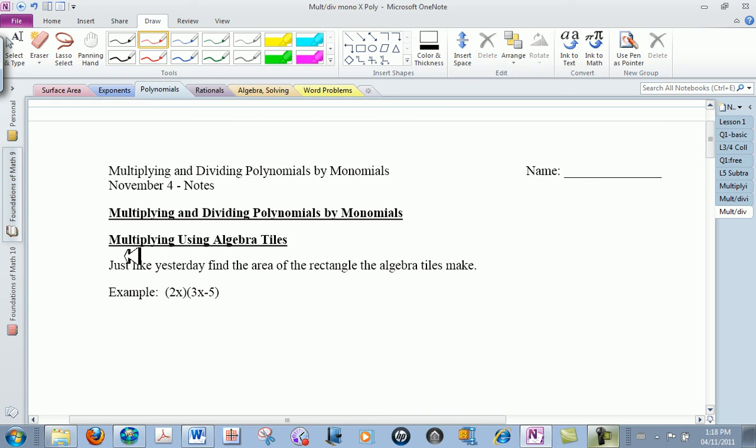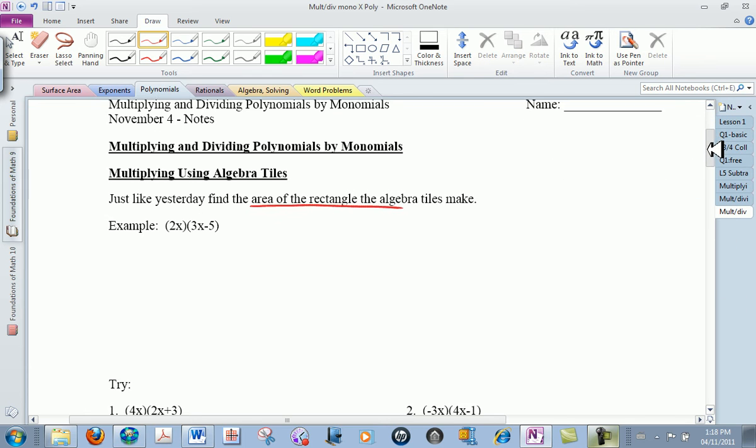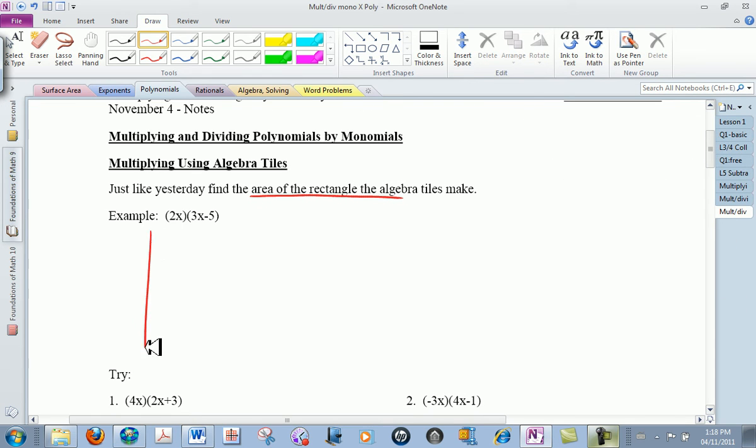So, here, just like yesterday, we have to find the area of the rectangle that the algebra tiles make. What we want to make sure we do here is set up our multiplication grid. 2x goes down one side. It doesn't matter where you choose to put it. And 3x goes down the other side. Oops, I should make them all the same.